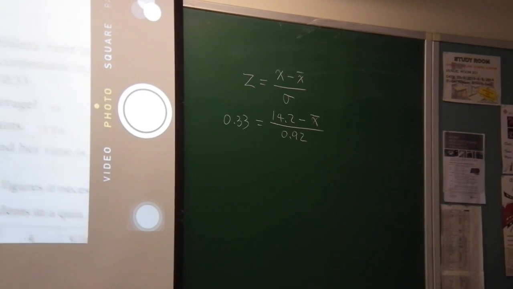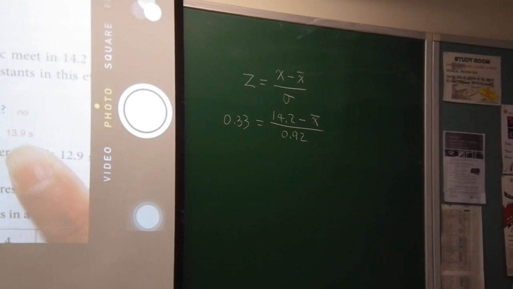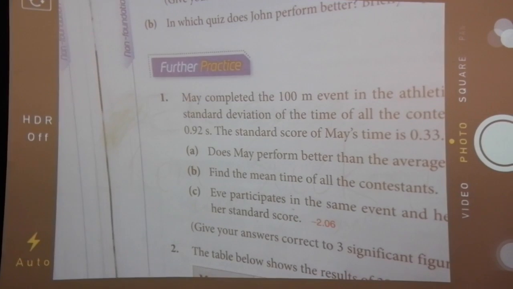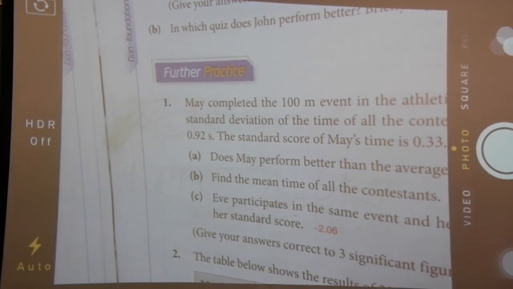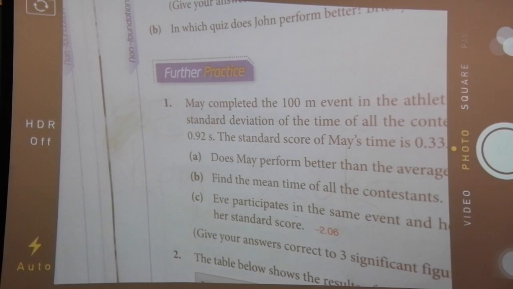So try to use your calculator to see whether you obtain the answer. And here the answer should be 13.9. Now, for the last part, you just use the formula to do it.